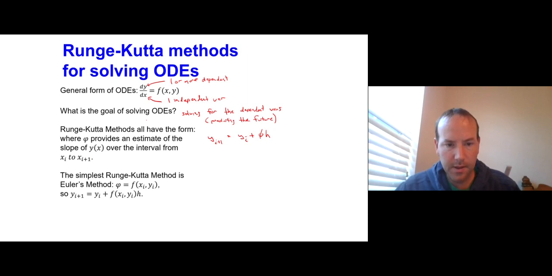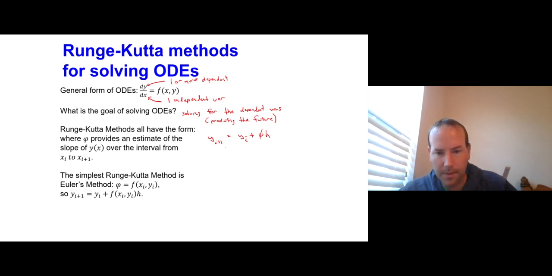So the simplest Runge-Kutta method is called Euler's method, and you've probably heard of it before. In that case, phi is just f. It's the right-hand side of the differential equation. So I'll show you a little bit about how that works.